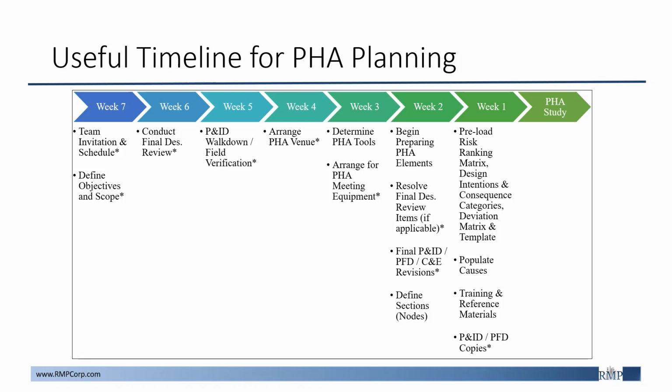At week 2 before the study date, it is important to begin preparing the elements of the PHA, resolve any final design reviews, and thus have the final P&ID revised and ready to go. This is important to have at this time to allow the facilitator the time to define the nodes of the system. This is important to be done early, as the week before the study is performed is meant to prepare the PHA software with any project/facility specific inputs, such as the risk ranking matrix and any templates.